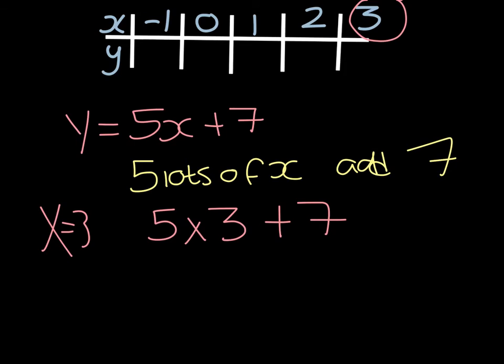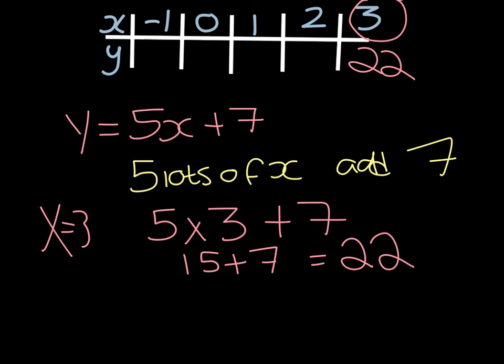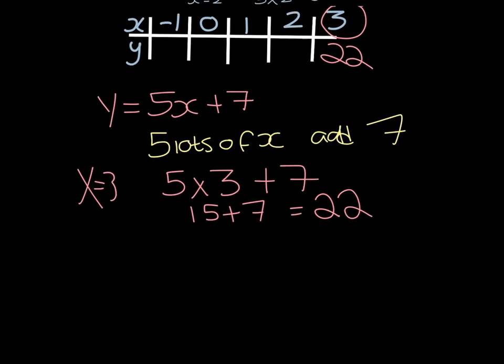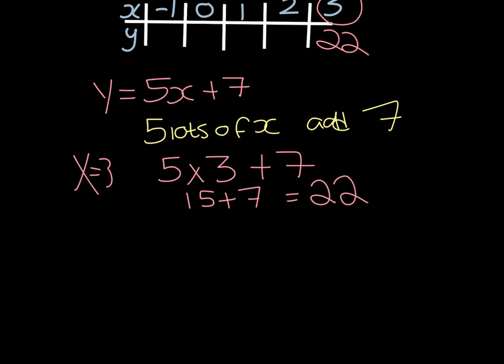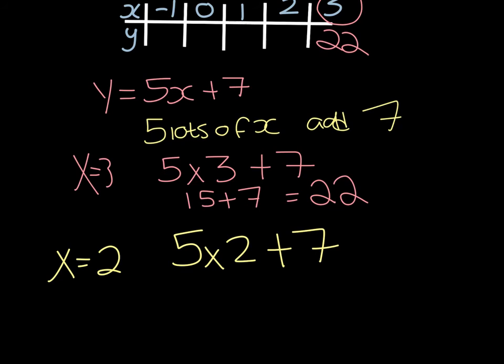I'm going to have to do 5 lots of the x coordinate, which is 3, and then add on 7. So you might need a little bit more patience with this one. Then this is 5 lots of 3, which is 15, and then I need to add on 7 to get 22. So that's the first one. Then pick a second coordinate, x this time I'm going to use as 2. 5 lots of 2 is 10, then I need to add on 7, so that's 17.